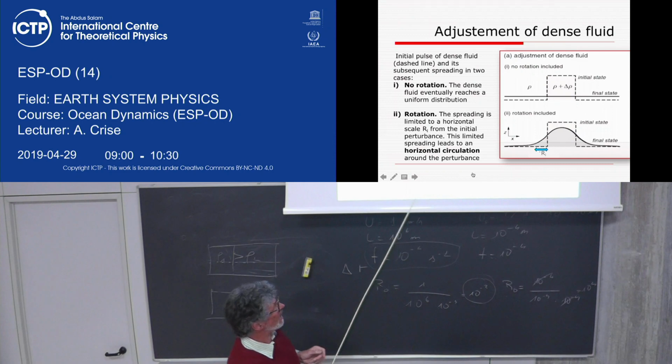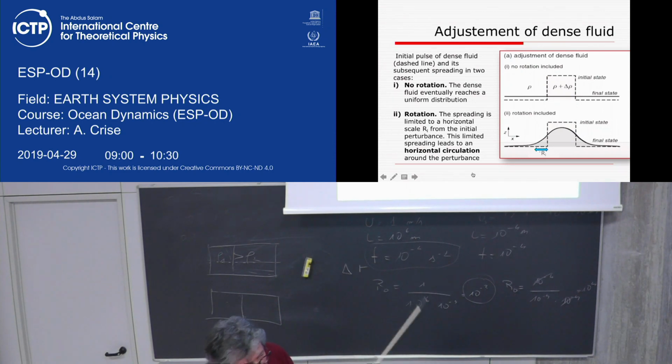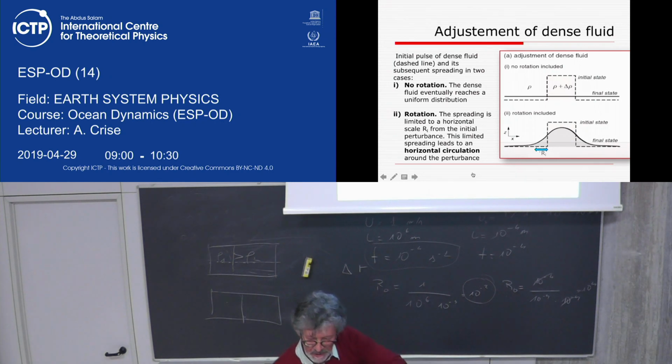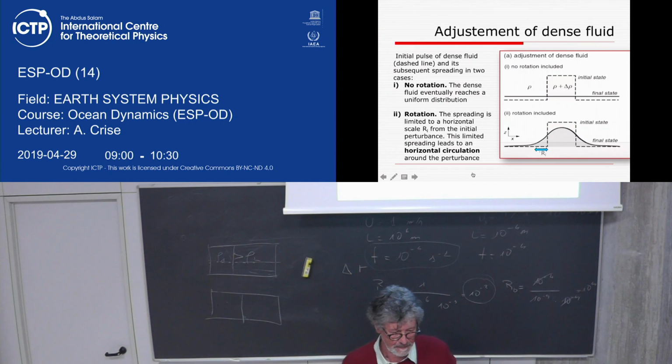And the higher the latitude, the more you go northward or southward, the smaller are the eddies, because f is stronger. And the more you go toward the equator, the larger are the eddies.